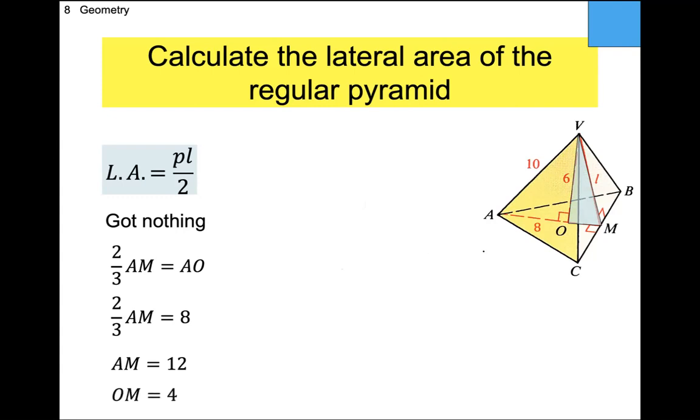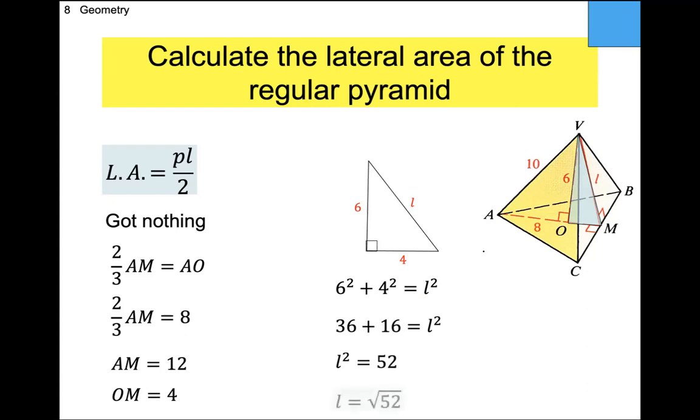Oh, thank heavens, I now know the bottom of that triangle where I'm trying to find the slant height. The bottom is 4, the other side is 6, and now I can use Pythagorean theorem to calculate the slant height, which I need for my formula. So 6 squared plus 4 squared, that's 36 plus 16, 52, square root of 52. Let's see, 4 goes into 52 13 times, so 2 root 13.